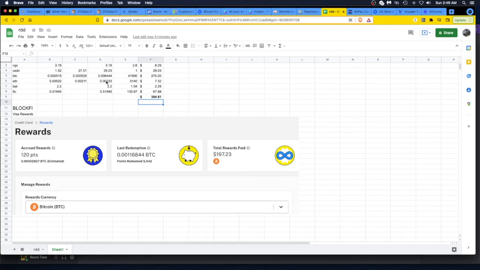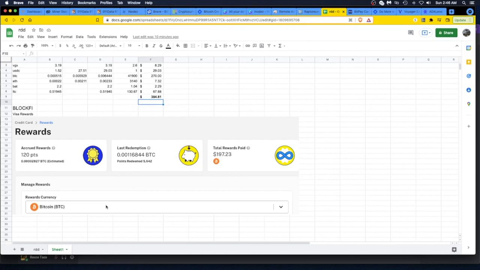So I like BlockFi. I like Voyager. And for wallets, I like Exodus. What's this other one I use? Zelcore. I use Zelcore. I use cold storage, but I wanted my crypto to be making me something while I slept. I just want to get some interest, and this is not bad. 384 bucks, plus the crypto Visa rewards is a nice little plus.